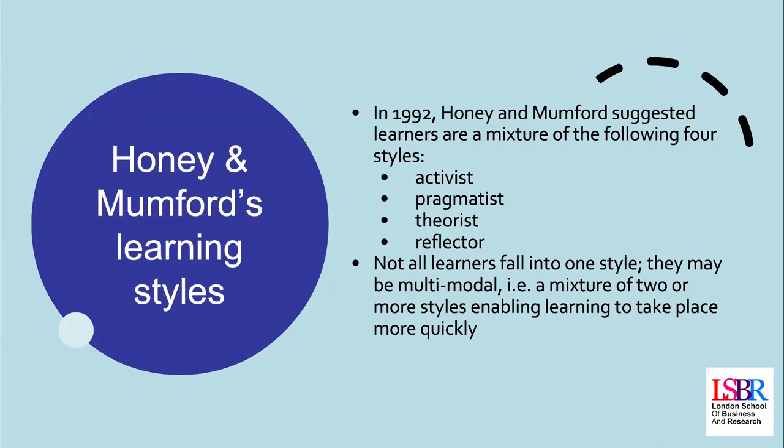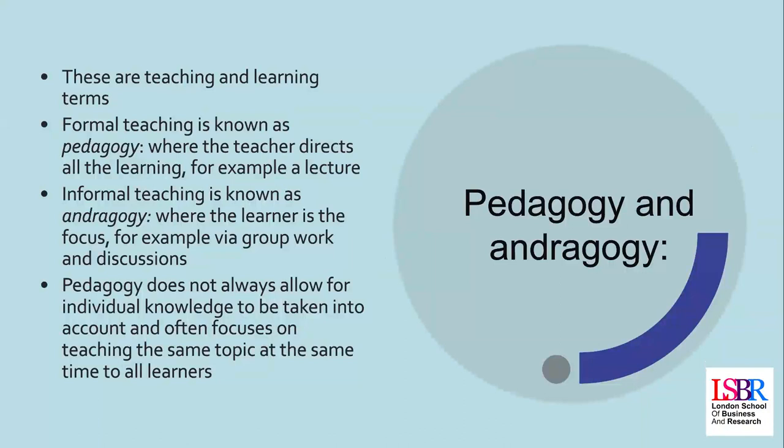So then we go from learning styles to thinking about different styles of teaching and learning. We need to get these different learning styles into the classroom. So formal teaching is known as pedagogy. That's where the teacher directs all the learning, for example, in a lecture. Informal teaching is known as andragogy. Did I say that right? Andragogy, where the learner is the focus, for example, via group work and discussions.